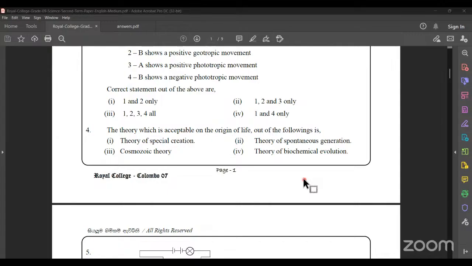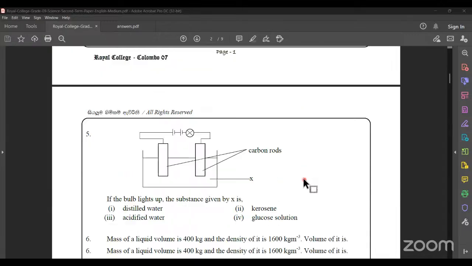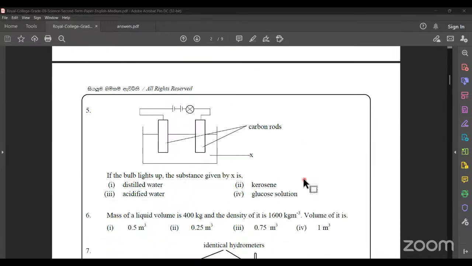These gases in the atmosphere dissolved in rainwater and collected in oceans. This mixture in the ocean is called primordial soup. So people believe that the first organism appeared in this primordial soup. So the theory of biochemical evolution is the acceptable one about the origin of life. So let's go to the fifth question.